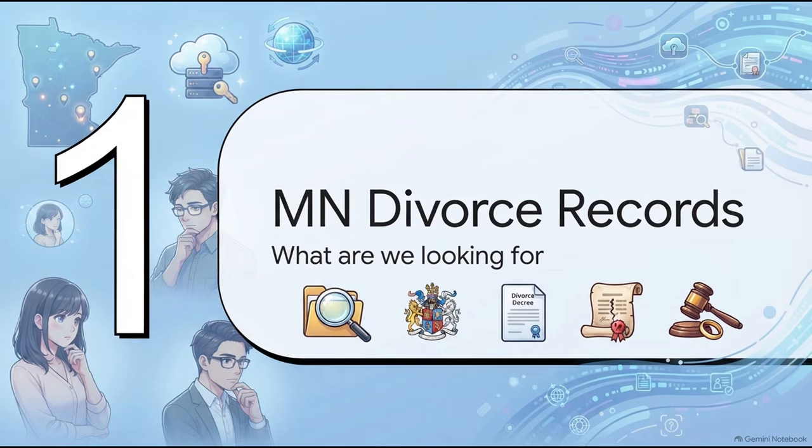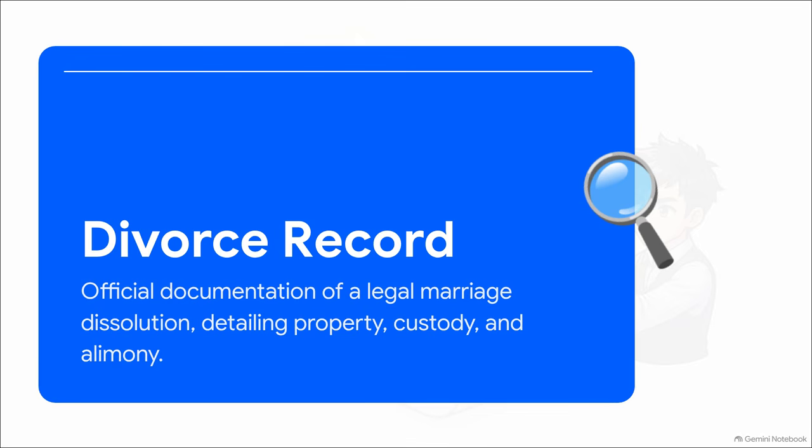Because before we start searching, we really need to know exactly what we are looking for. Simply put, a divorce record is the official documentation of a legal marriage dissolution. You can think of it as the official blueprint of how a legal union was broken down. It's packed with significant historical and personal details, things like how the property and assets were divided, the specifics of child custody and visitation arrangements, and of course, any financial support or alimony details.